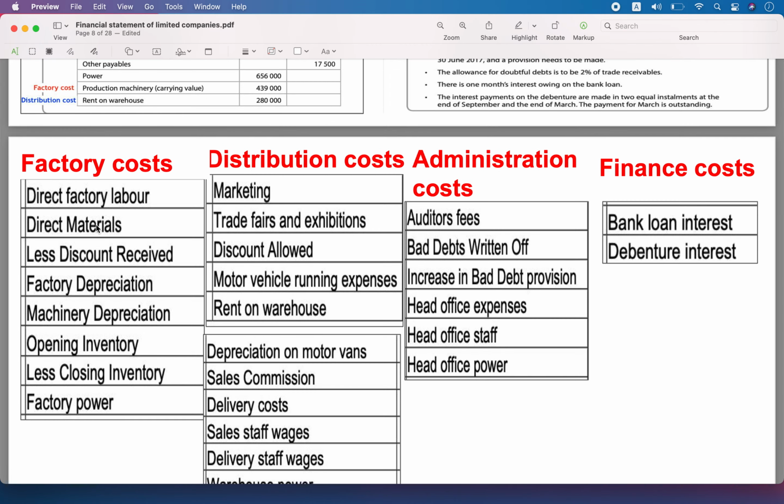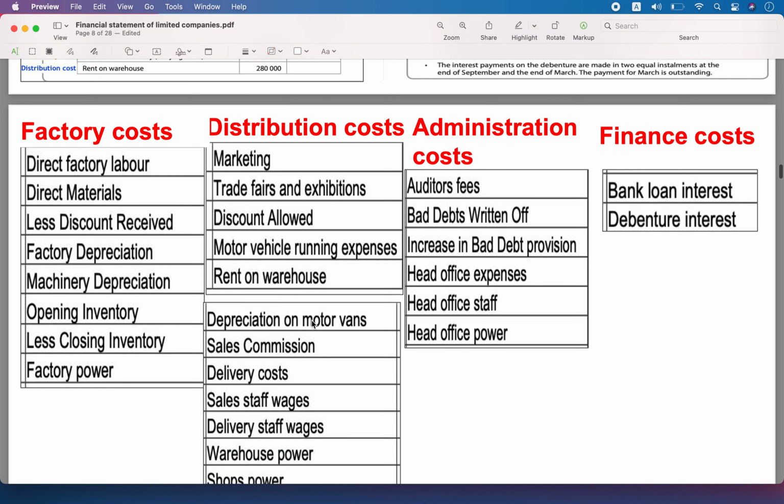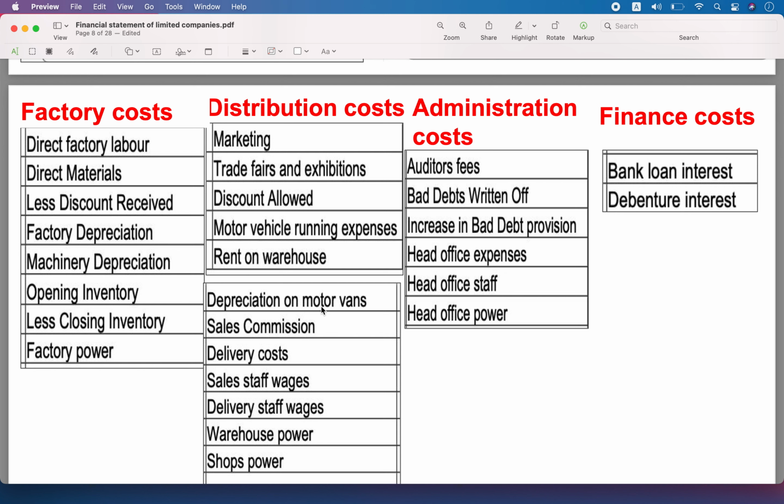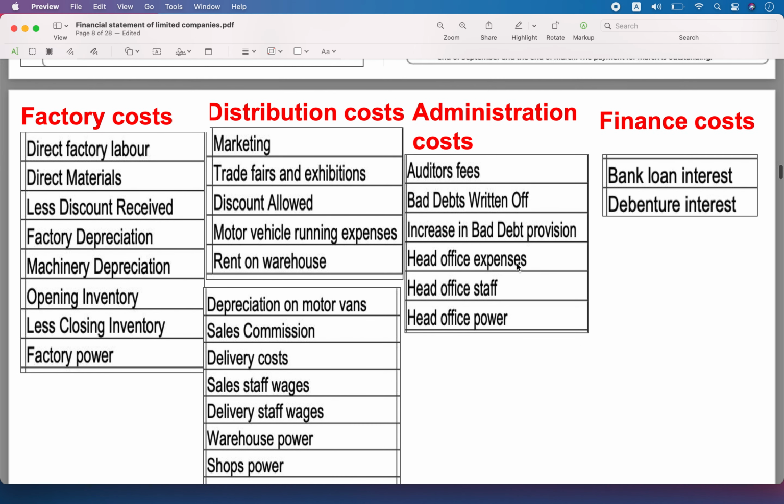Okay, direct factory labor, direct materials, less the discount received, opening minus closing inventory, then factory depreciation, that is building depreciation and machinery depreciation, and then factory power used. Distribution cost will have all the marketing, trade fair and exhibition, discounts allowed, the motor vehicle expenses used for transport, rent on the warehouse, depreciation on the motor vans used, sales commission, delivery costs, sales staff wages, delivery staff wages, warehouse power, and shop power.